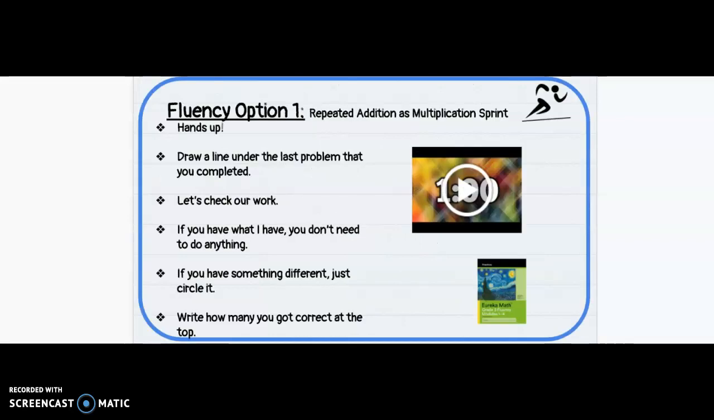All right, fluency option 1 is our sprint. So boys and girls, go ahead and get out your fluency workbook and go to the next sprint. It is the addition as multiplication sprint. Should be the very next one for lesson 4. All right. If you need to pause here, go ahead and do so. Otherwise, we're going to go ahead and get started.